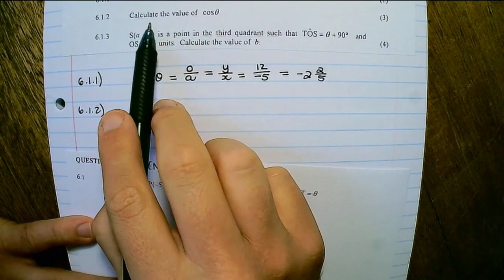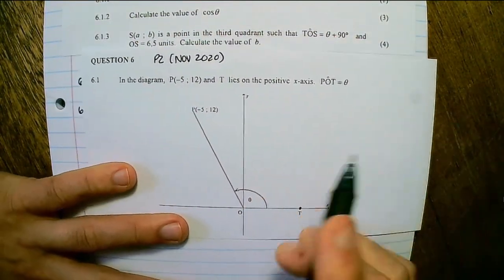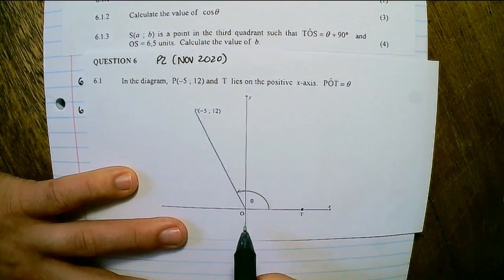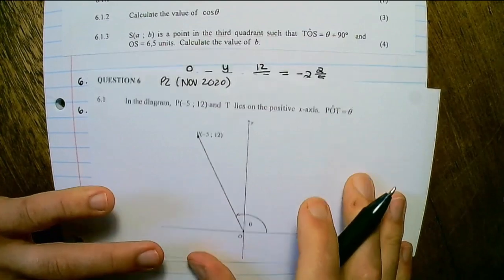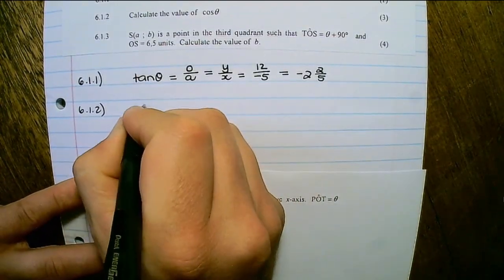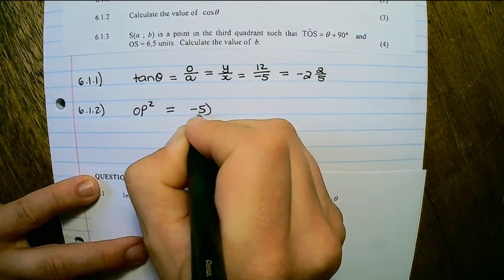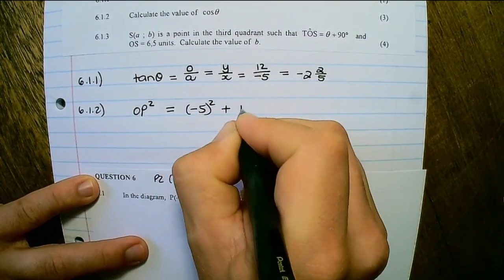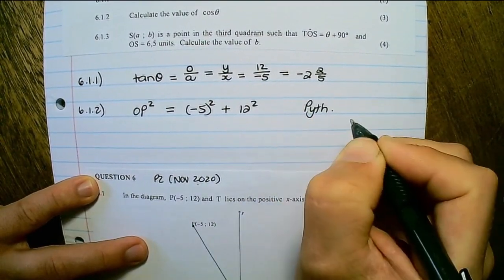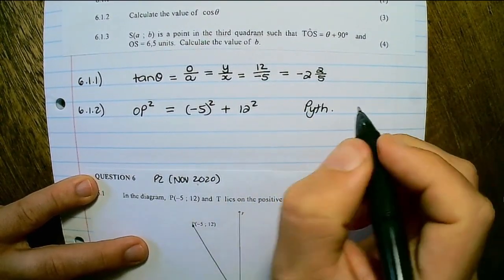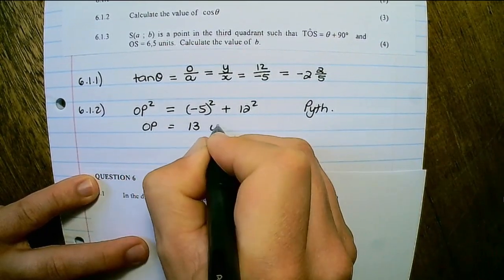6.1.2. Calculate the value of cos theta. So to find cos theta, we'd need the length of OP. So OP squared would be equal to -5 squared plus 12 squared, and we are using Pythagoras. Therefore, OP's length is 13 units.